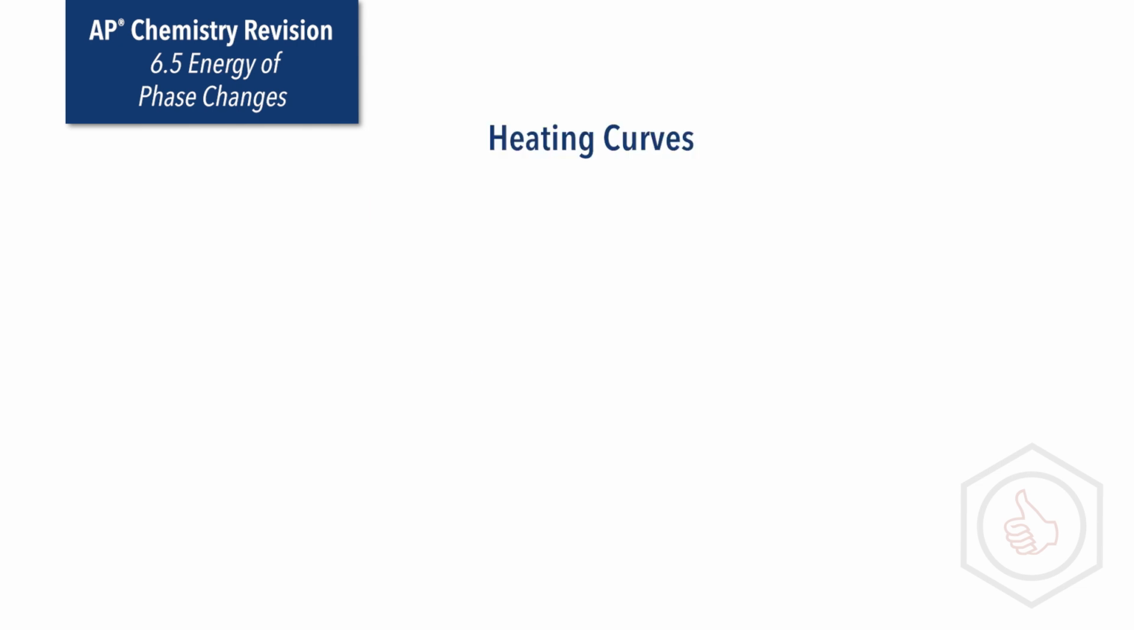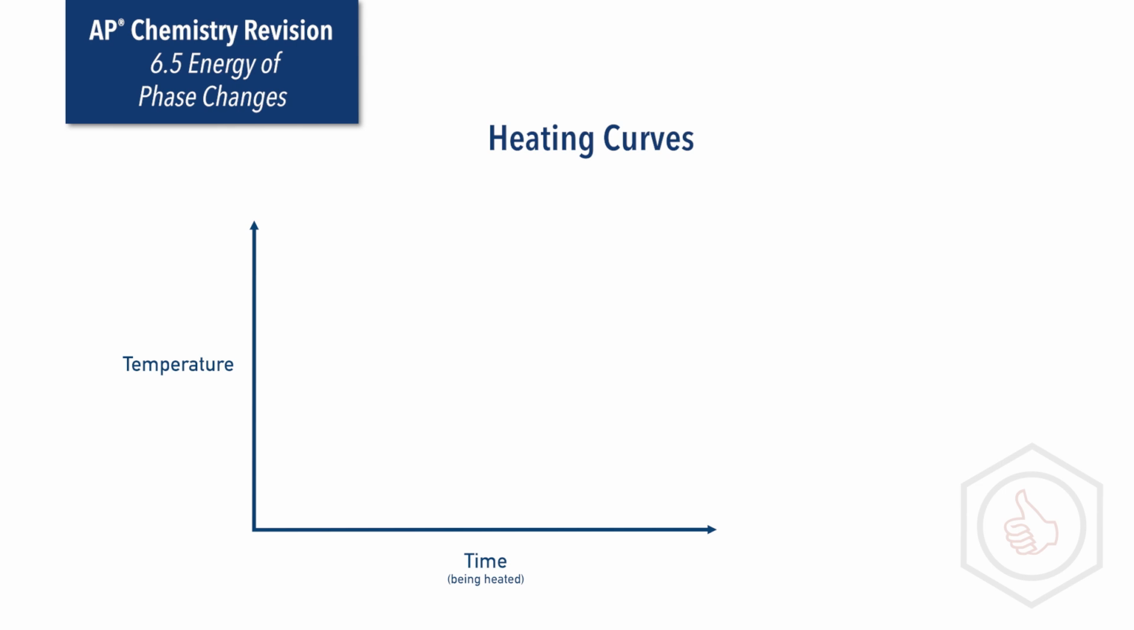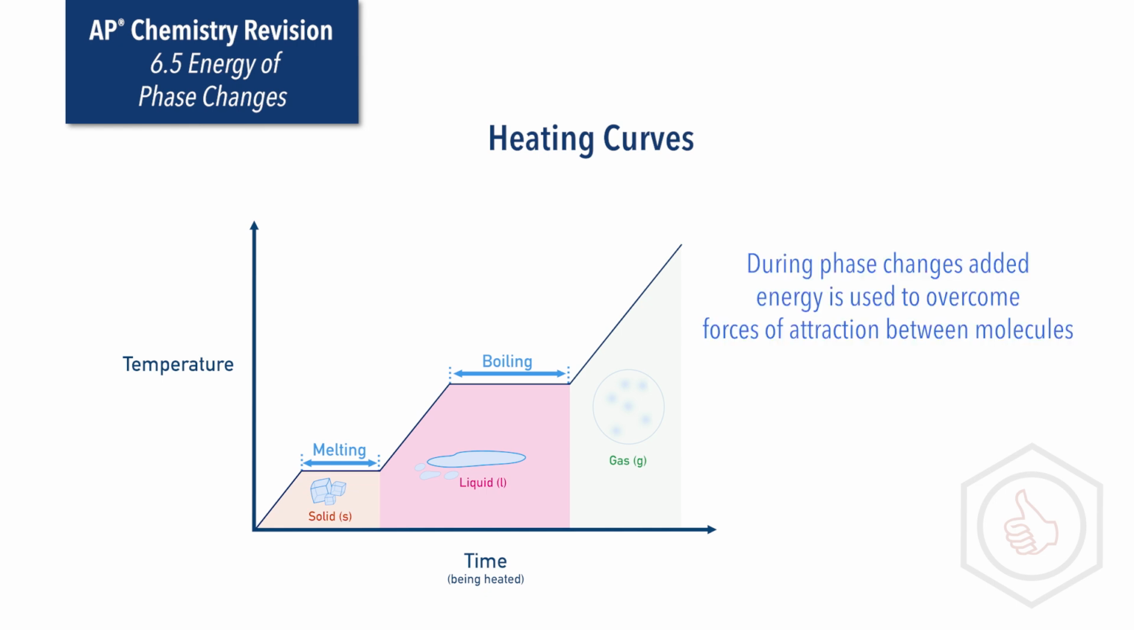For example, if we plot temperature over time while heating solid ice, we can see 2 flat lines or plateaus where the temperature doesn't change. These represent the phase changes of melting and boiling. During these stages, energy being applied to the system is being used to overcome forces of attraction between water molecules in the system.